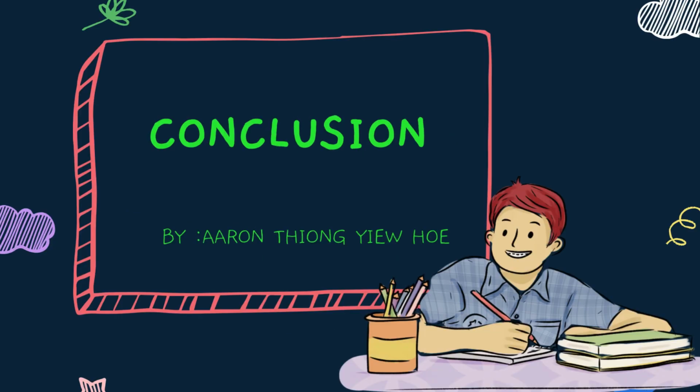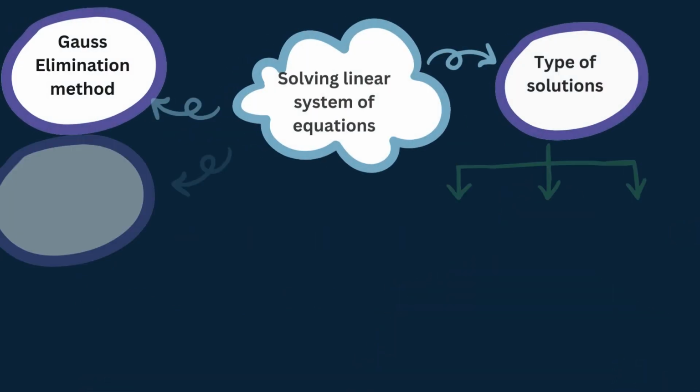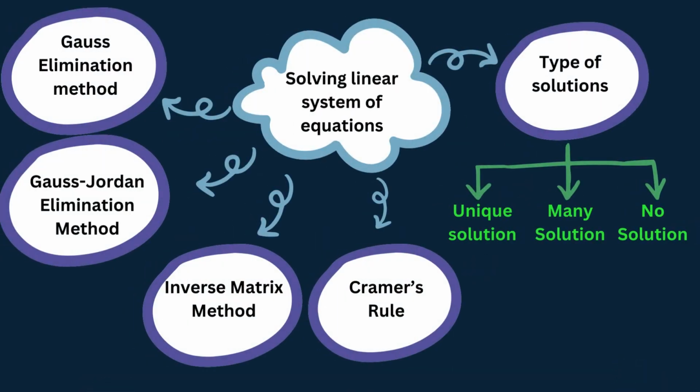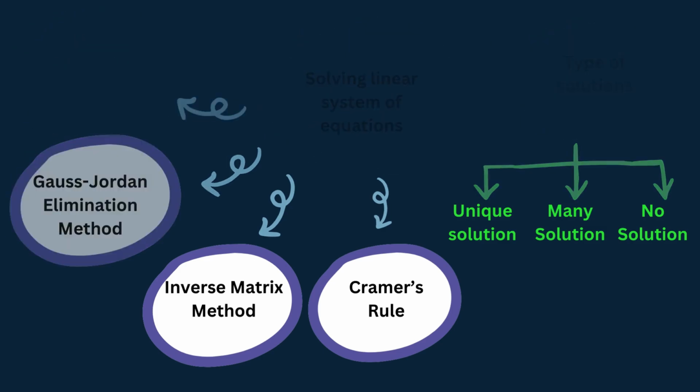This is the conclusion for our group assignment by me, Aaron Tiong again. So, for solving linear systems of equations, there are the Gauss elimination method, Gauss-Jordan elimination method, inverse matrix method, and also Cramer's rule. There are a few types of solution, which are unique solution, many solutions, and no solution.